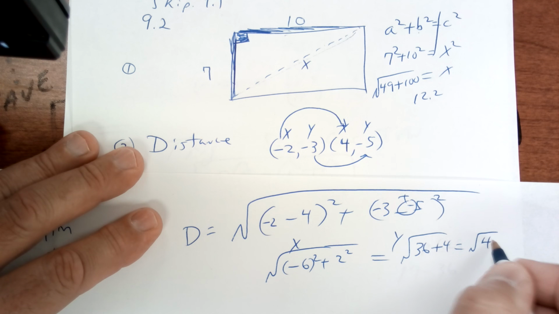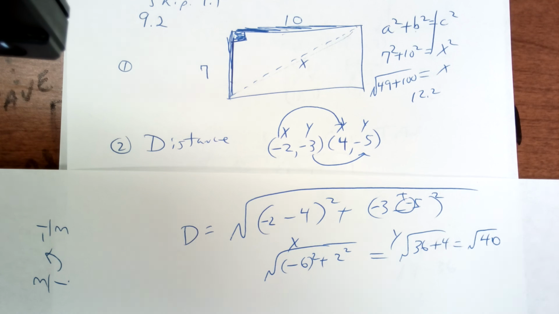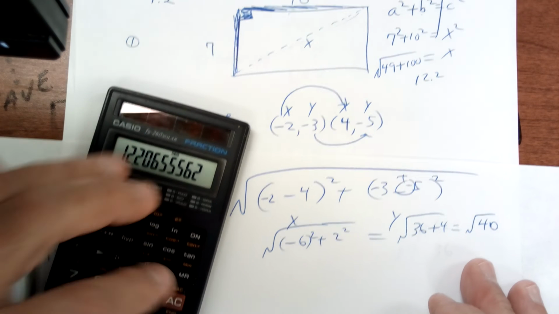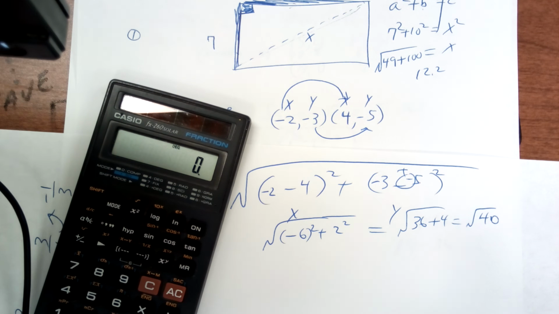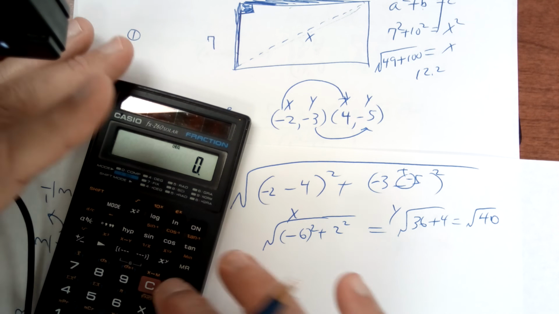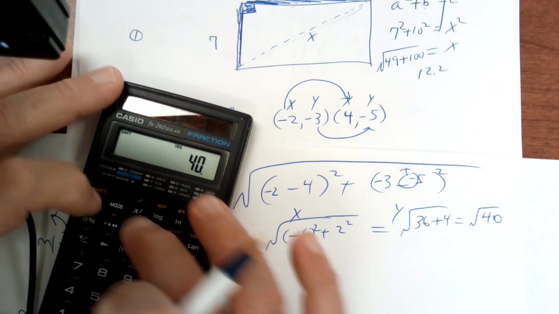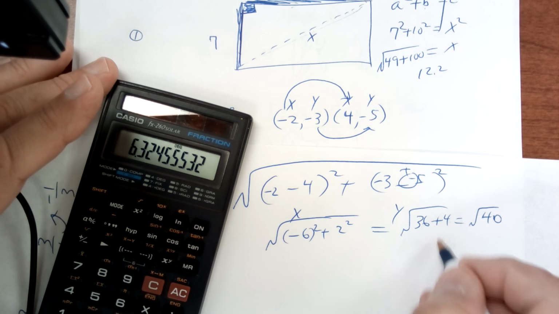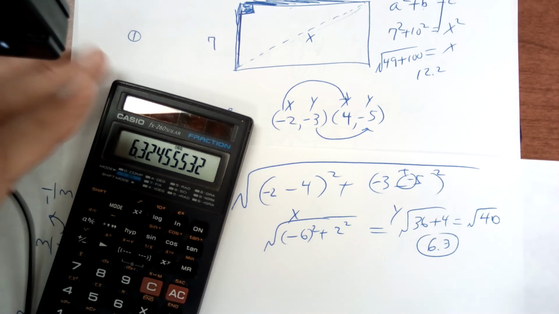Get your calculator. You can't use your phones, okay? And those of you who have an earbud or a phone out, I'm going to pick it up today if I see it, okay? So the square root of 40, shift, square root, is 6.3, and that's my answer. And there it is, and that's how you do that.